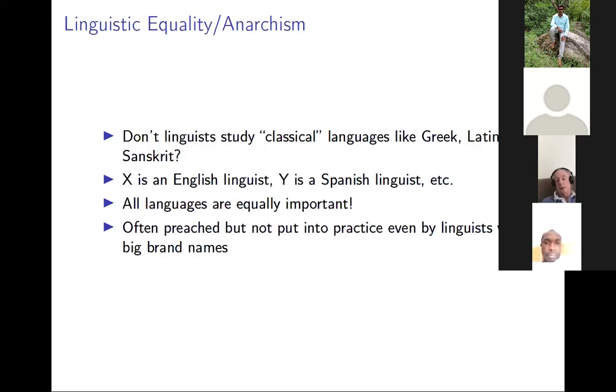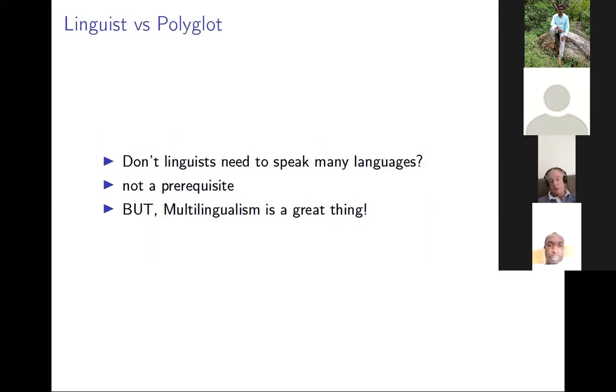So linguists do study classical languages, but that's not the sole job. That's not a prerequisite. So you don't have to study classical languages. You don't have to study important languages. You can be working on a language which doesn't even have a script, which is a spoken language spoken somewhere in the Amazonian rainforest. And you would be doing very important work if you discover interesting facts about human language in that particular underprivileged language.